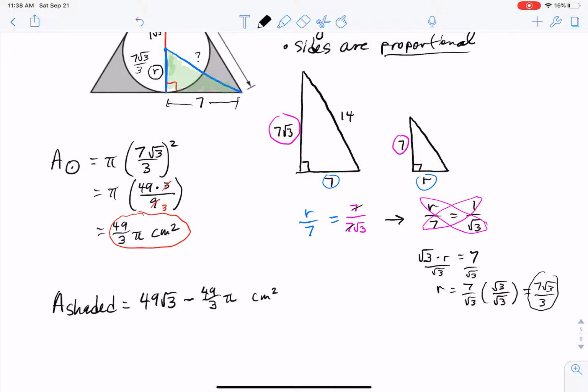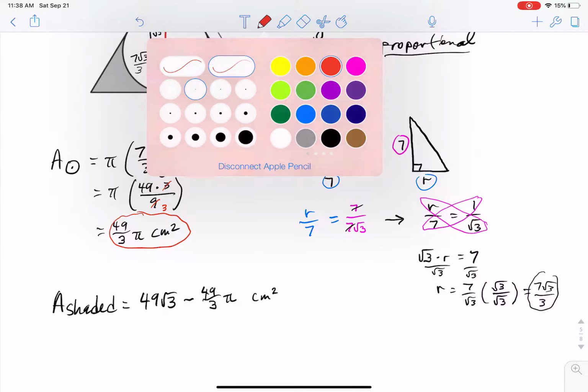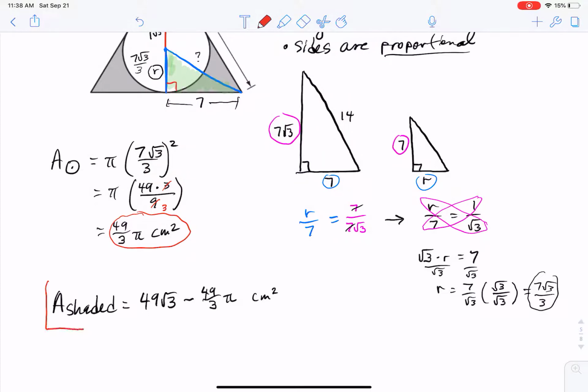You could get an approximate answer for that by plugging it into the calculator, but I'm going to leave this in exact form, just like that.